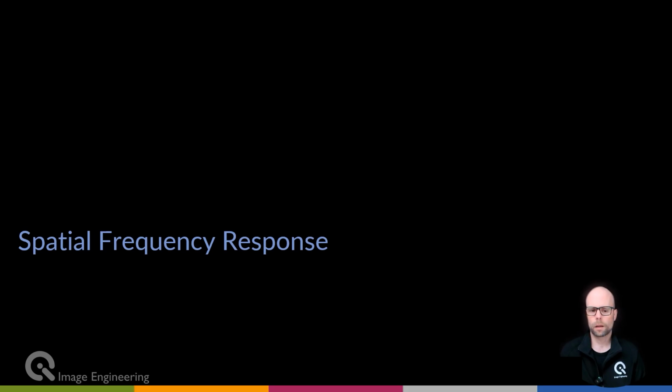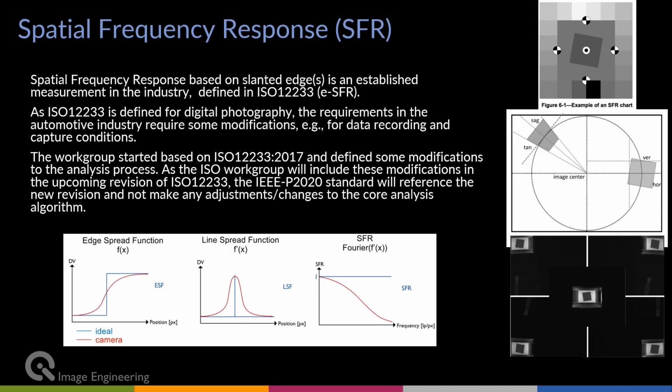Spatial frequency response is another metric in there. Also there it is nothing really completely new, like with noise, but it's good to define that in the automotive environment. So the method that is also used here for the SFR, or spatial frequency response, is what is called e-SFR in ISO 12233. So that's the slanted edge approach, as it's commonly called.